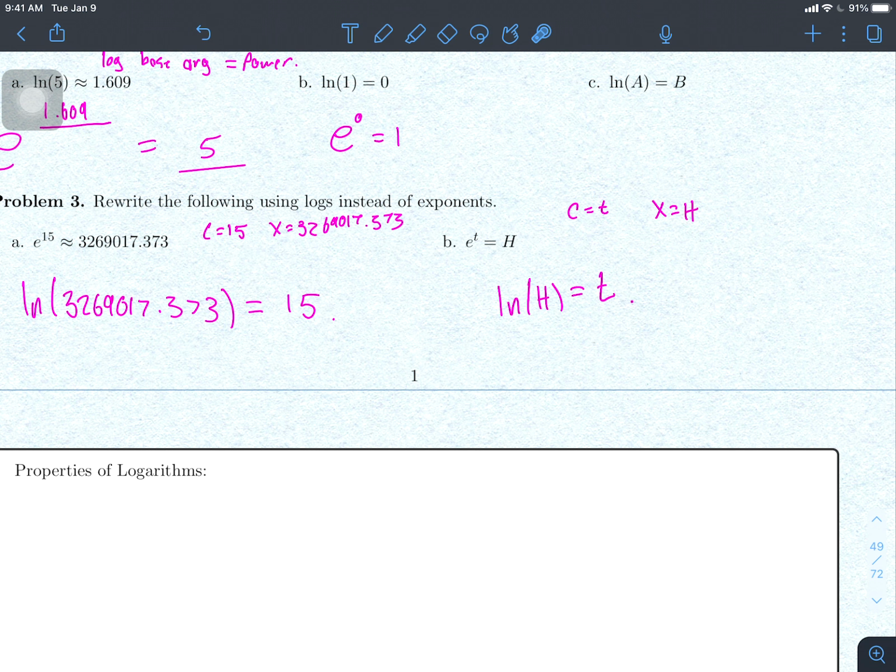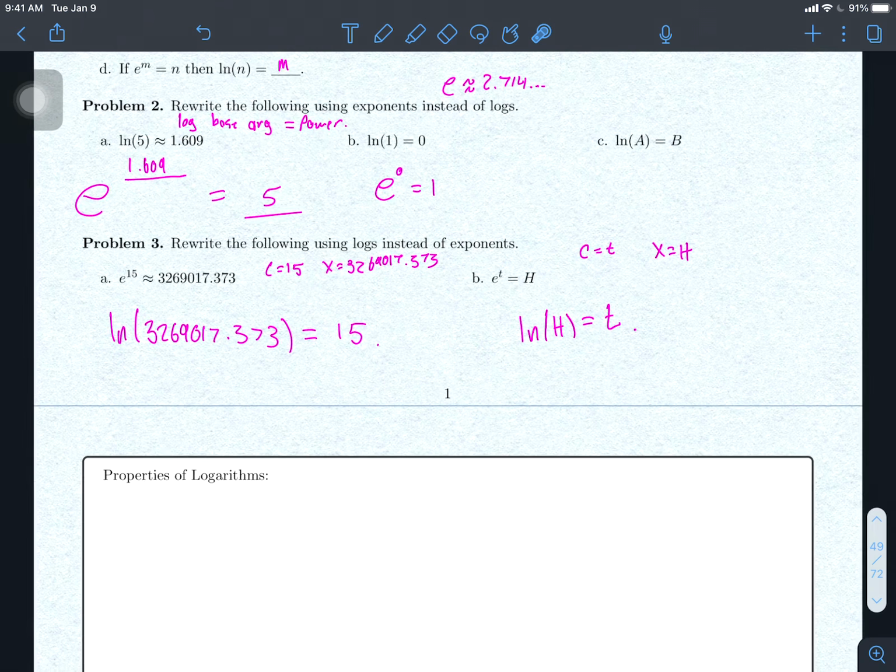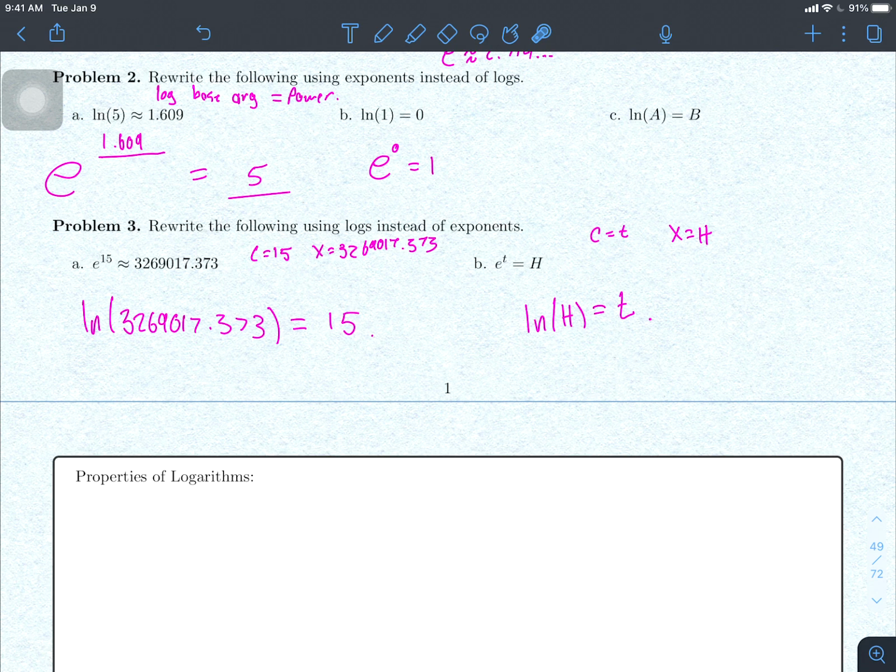Any questions about logarithms so far? All we've really practiced so far is rewriting a logarithmic equation as an exponential equation and rewriting an exponential equation as a logarithmic equation.